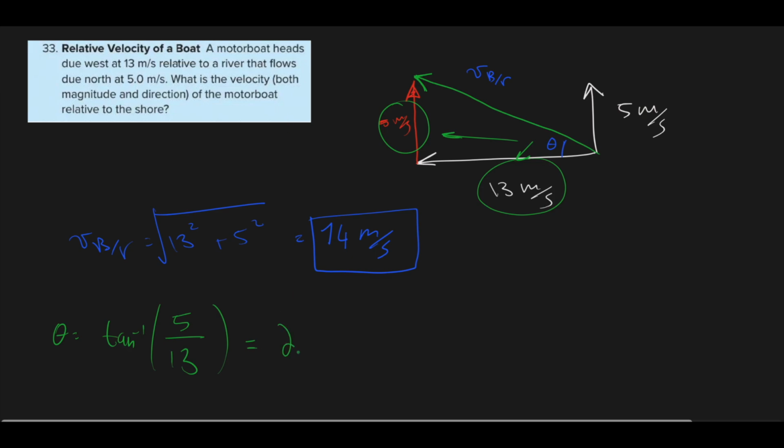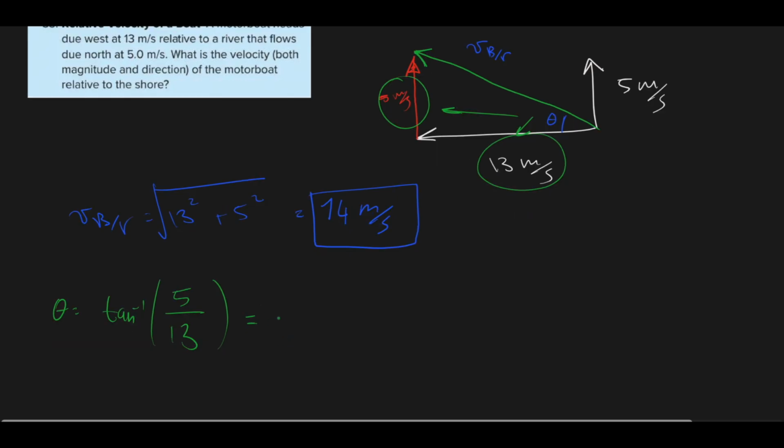21. So 21 degrees. That's a really bad looking number. So this is 21.03 degrees. Okay, relative to the shore.